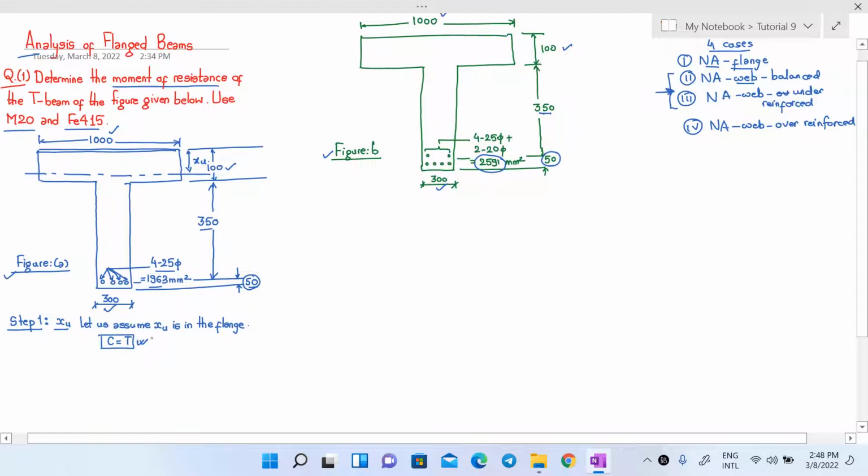compressive and tensile forces. So what is the significance of assuming that the neutral axis lies in the flange in the very first step? If we assume this condition, then as we discussed in our previous lecture, we can treat this T-beam as a rectangular beam of width BF and effective depth D. Since the concrete below the neutral axis will be in tension and can be ignored, we can assume that this T-beam is effectively a rectangular beam of width BF, that is 1000 mm, and effective depth D here.